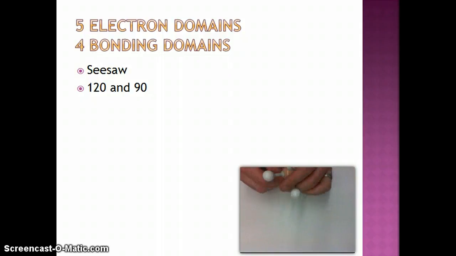We can go to 5 and 4. And when we do that, we lose one of the equatorial bonds, and we call this guy, Joe, what do you think we call this guy? Well, to me, it kind of looks like a seesaw type thing. Yeah, it's seesaw. So that's why it's called seesaw. And just like the previous one, the bond angles are going to remain the same at 120 or 90 degrees.